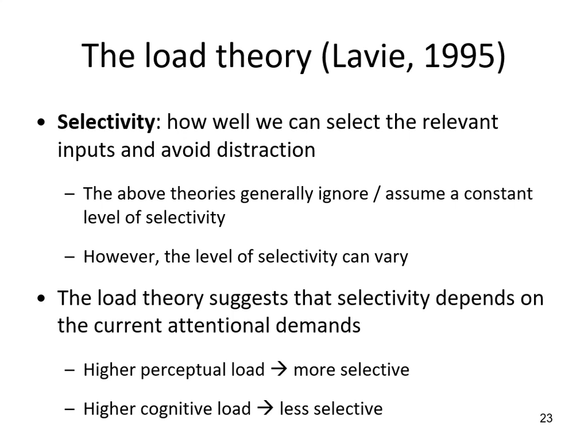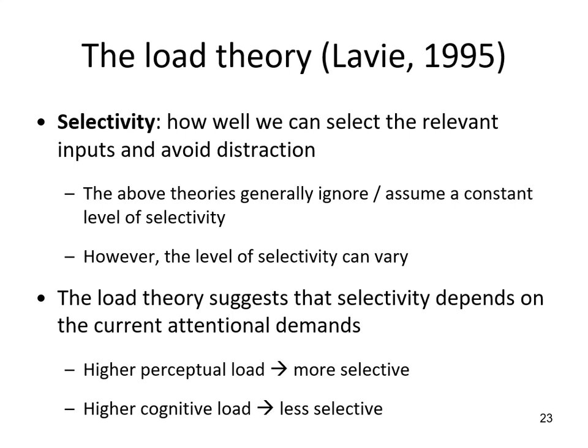If you compare the broadband filter theory with Treisman's attenuation theory, they are both early selection accounts, right? They both select on the basis of simple physical features, right? The only difference between the filter theory and the attenuation theory is, according to filter theory, for those inputs that you do not select, you will not process them at all. But for the attenuation theory, you only reduce those inputs, but you still somehow process them, right?